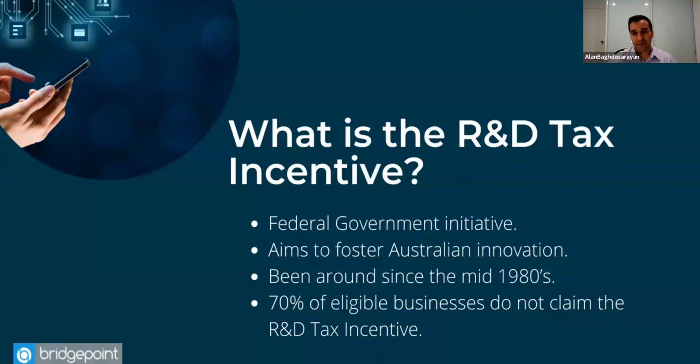To give you a bit of an idea, every year there's approximately between 12 to 14,000 R&D claimants, which may sound like a large number, but when you think about how many companies there are in Australia and how many companies are doing R&D, it's actually a relatively small figure.